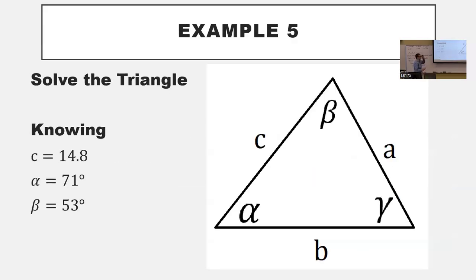So for instance, if we were given this, I have alpha, beta, and C. The first thing I'm going to do is angles add up to 180. And then I'm going to use the law of sines because that's the easier thing to use compared to law of cosines. You could use law of cosines to find A if you really wanted to, but it'd be more work than it's worth.